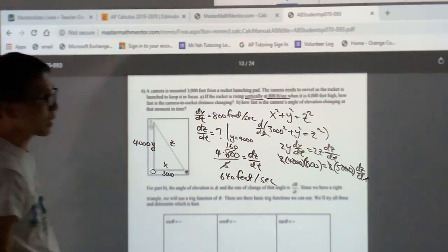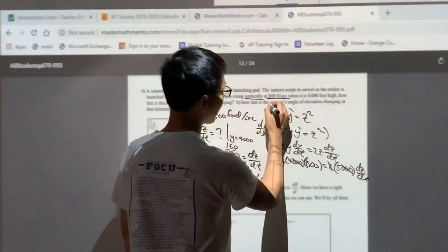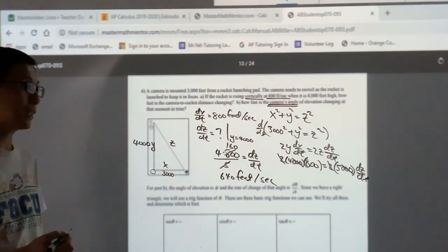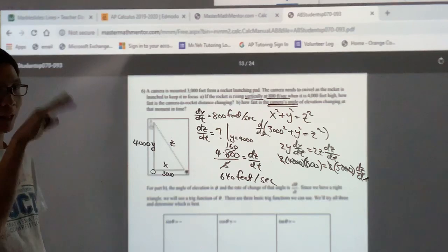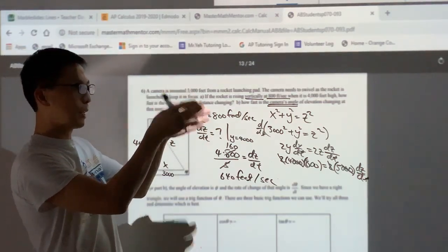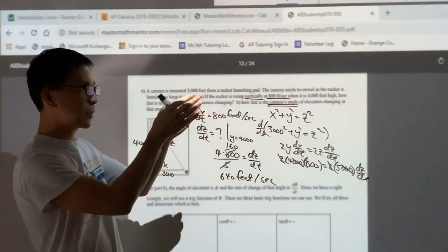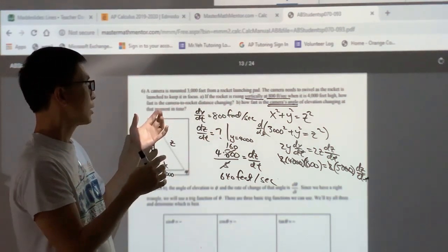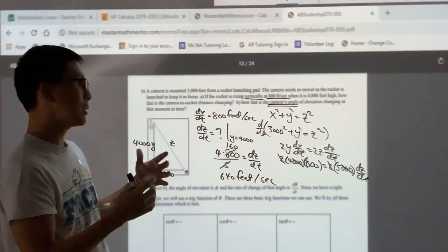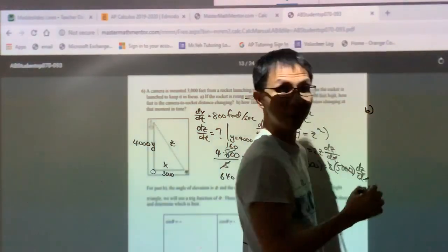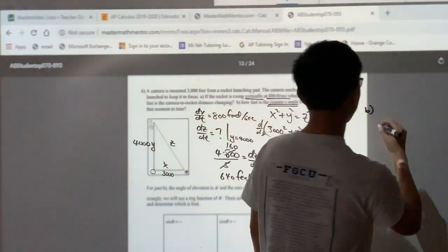Now the question asks how fast the camera angle is changing, so this is the first time we have to deal with d theta/dt, which is how fast the angle is changing. The angle has to adjust as the rocket shoots up, at a very certain speed. So how fast does the camera elevation angle change at a moment in time? In this case, part B, I'm gonna work on the angle. Can the camera see or no? Yeah. Okay, so part B.